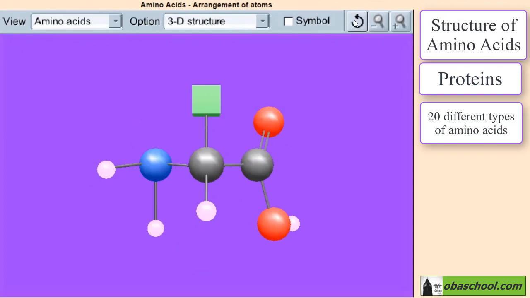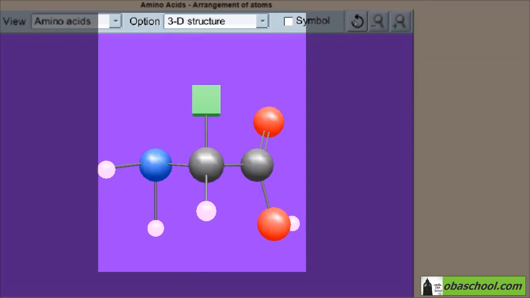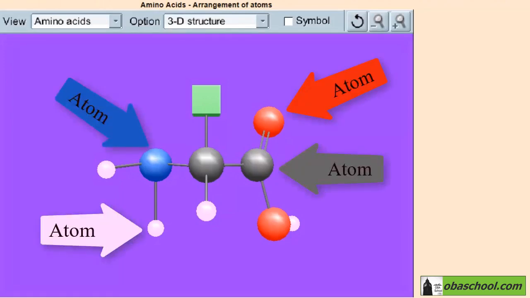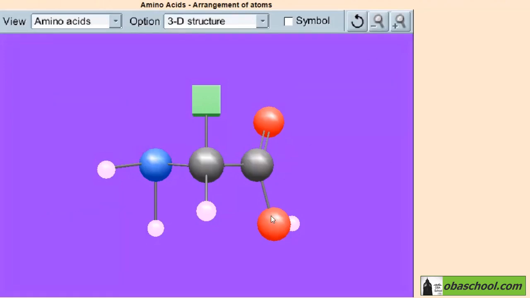Let's examine the 3D structure of this amino acid. This model shows the structure of an amino acid molecule. Each colored bead represents an atom in the molecule. Let's find out what atoms these beads represent.